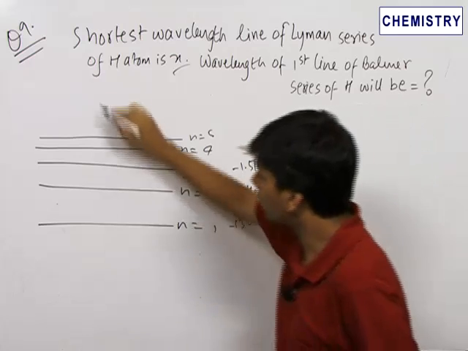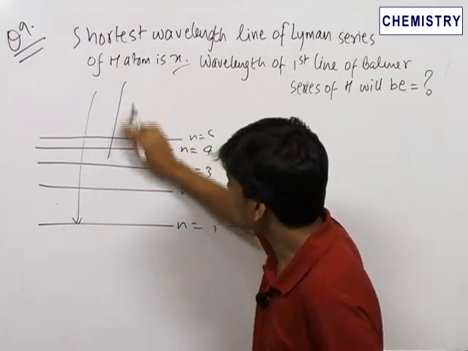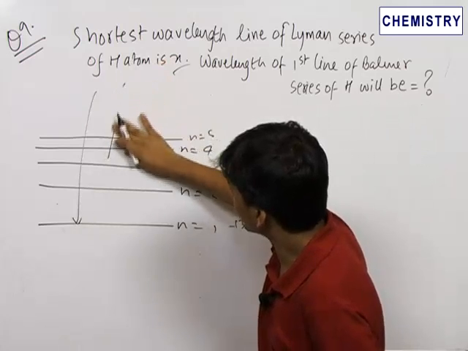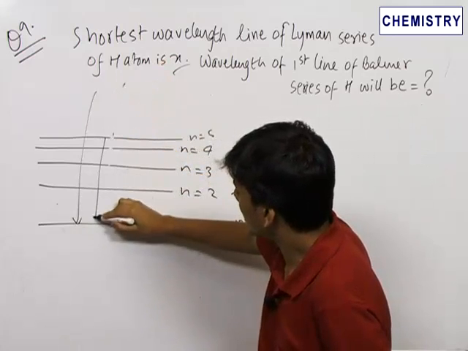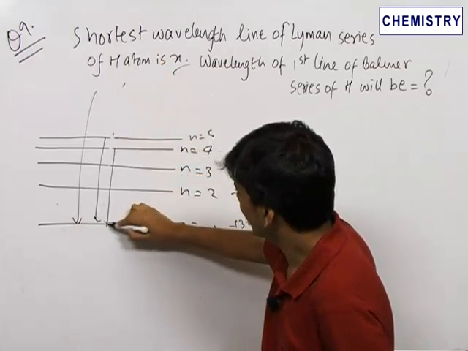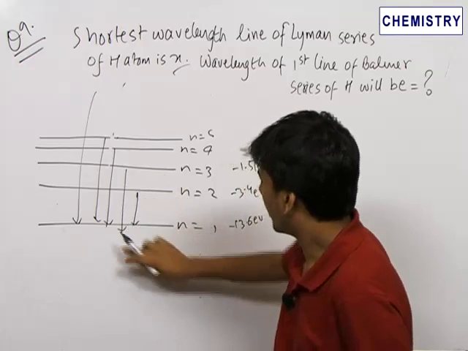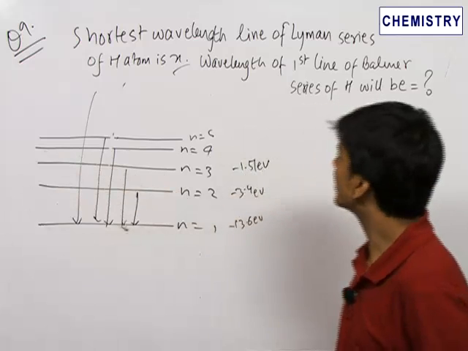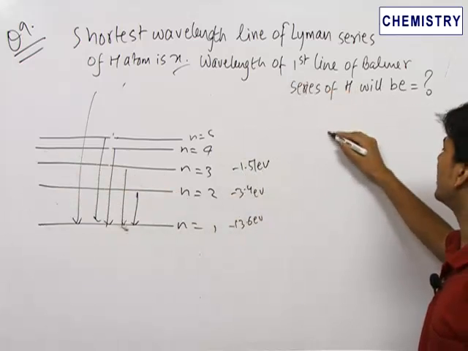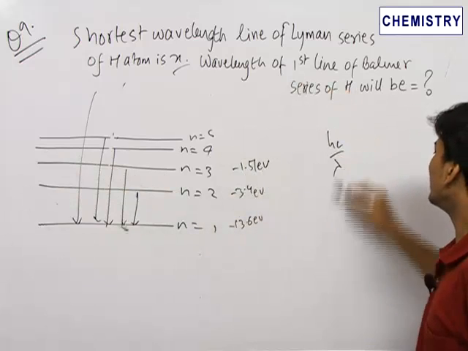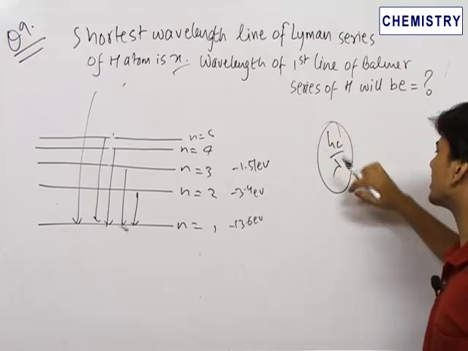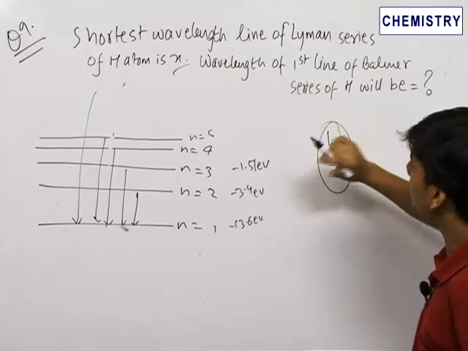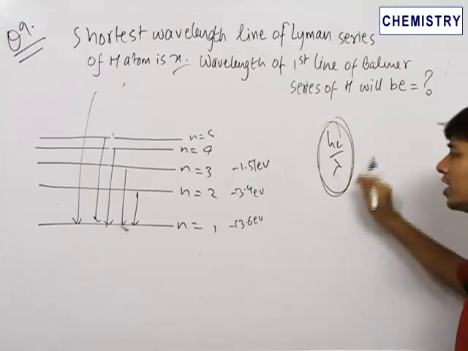Now the shortest wavelength line of the Lyman series. The Lyman series are all the lines ending at n equal to 1. That is, beginning at some excited state and coming down to n equal to 1. These are the lines of the Lyman series. Now the shortest wavelength line, we know that the energy of the transition is hc by lambda. Therefore the shortest wavelength line will correspond to the maximum energy transition.